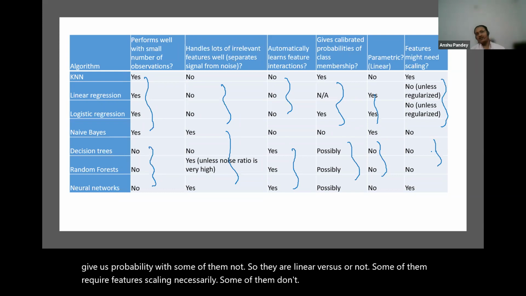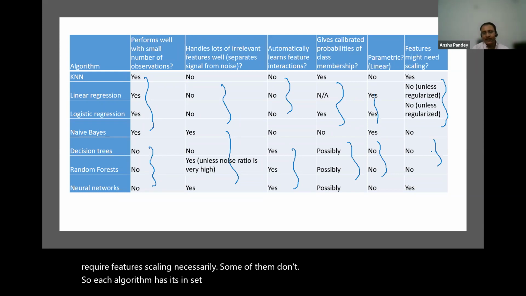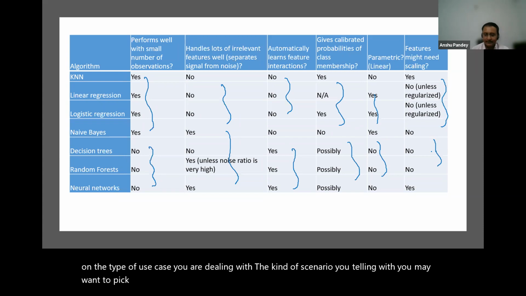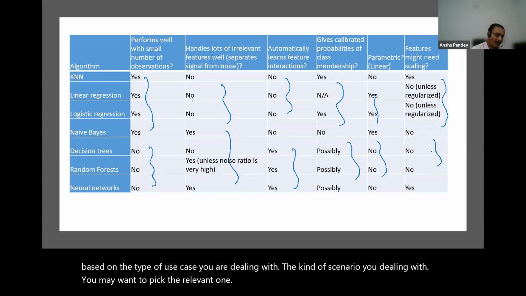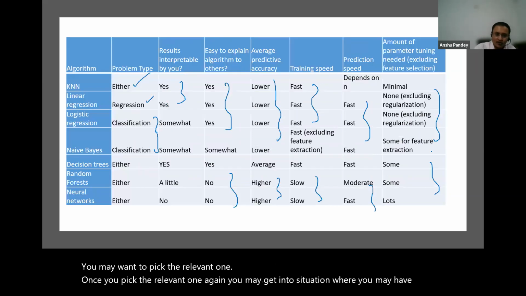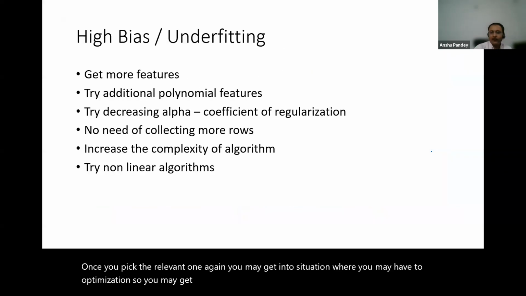So each algorithm has its own set of needs, applicability, limitations and strengths. Based on the type of use case you're dealing with, the kind of scenario you're dealing with, you may want to pick the relevant one. Once you pick the relevant one, again, you may get into a situation where you have to do optimization. You may get into a situation where a model is underfitting or overfitting.